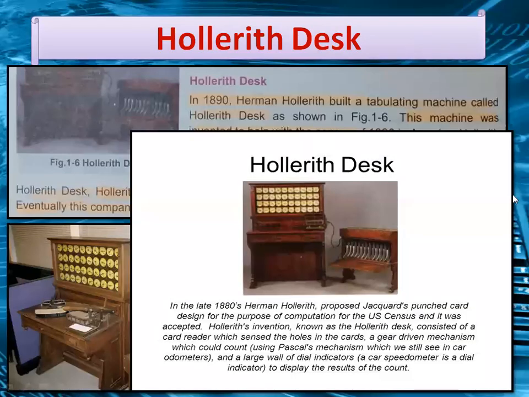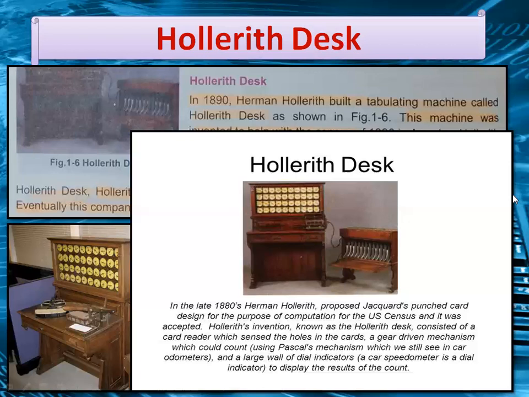In the late 1880s, Herman Hollerith proposed Jacquard's punch card design for the purpose of computation for the US Census, and it was accepted. Hollerith's invention, known as the Hollerith disk, consisted of a card reader which sensed the holes in the cards, a gear-driven mechanism which could count using Pascal's mechanism, which we still see in car odometers, and a large wall of dial indicators, like a car speedometer, to display the results of the count.